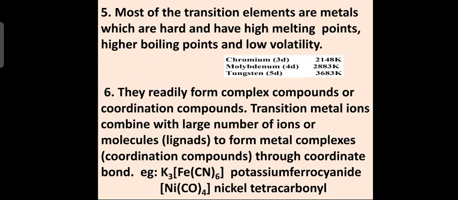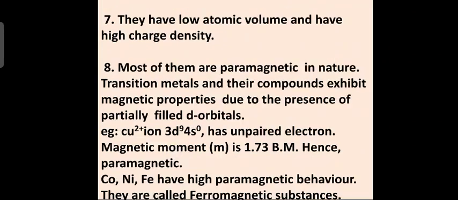Similarly, nickel tetracarbonyl is another transition metal complex compound. Which is the transition metal present over here? Nickel. Which is the ligand present over here? Carbonyl ligand. How many ligands are there? 4 carbonyl ligands are present. So in other words, transition metal ions also form complex compounds. We shall move to the next slide now.